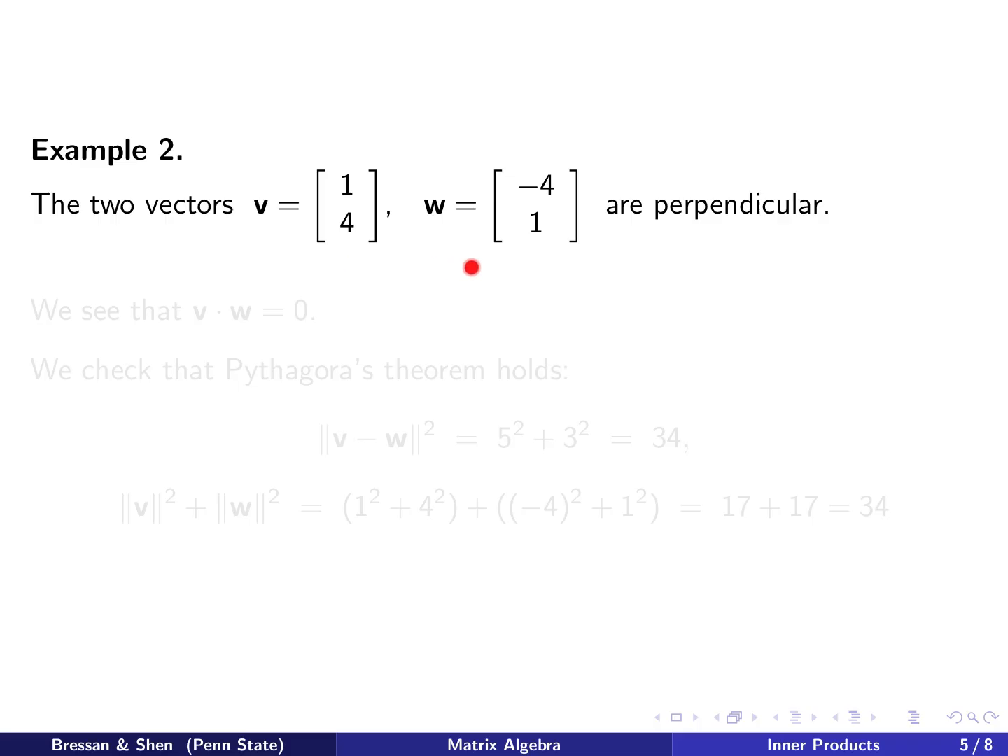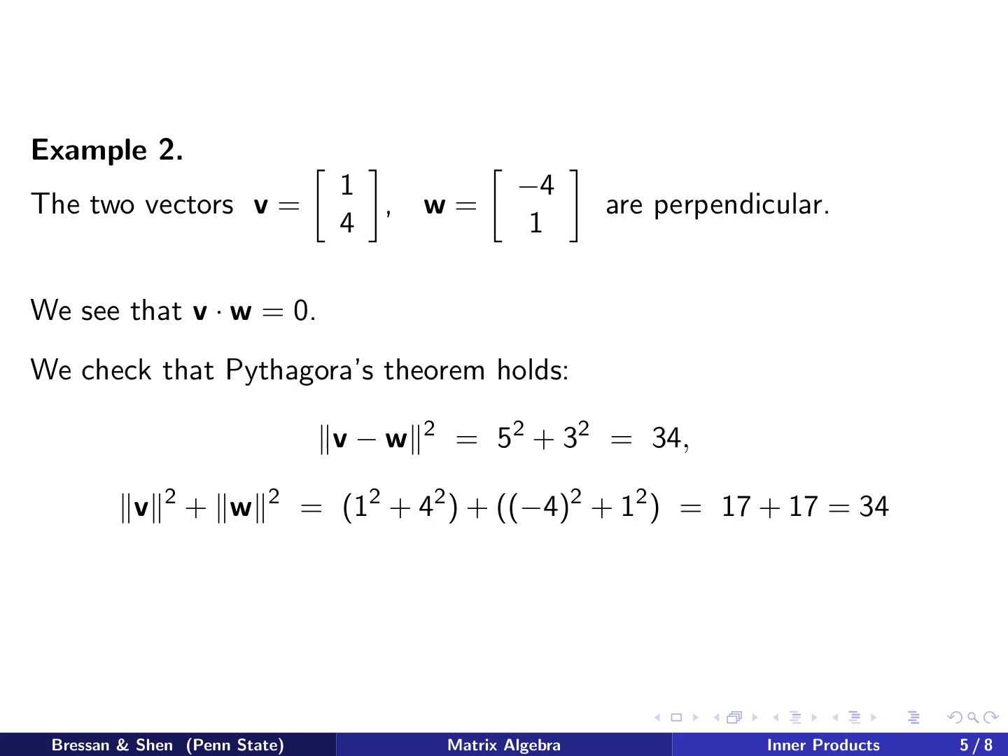This is in R2, and these actually are perpendicular. And we can easily verify that claim by calculating the inner product. That will be element-wise multiplication. You get -4, and you get 4, and you add them up, and it's 0. Okay, so the 2 vectors are perpendicular.